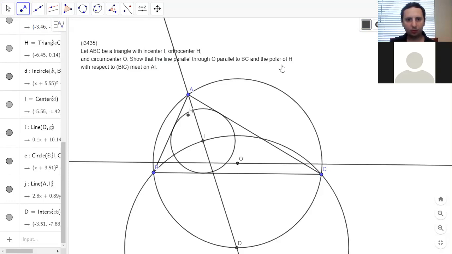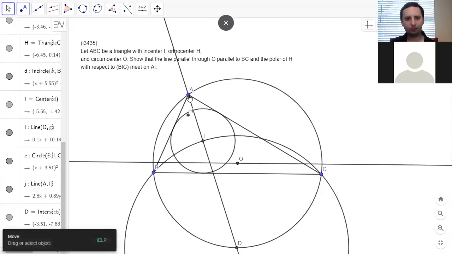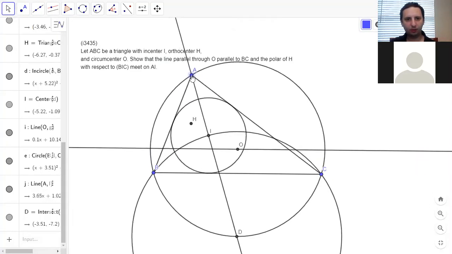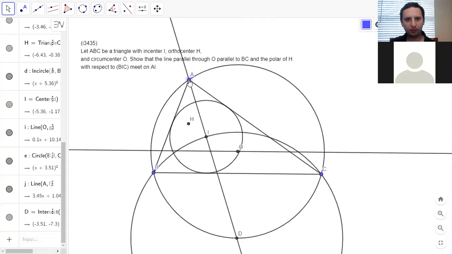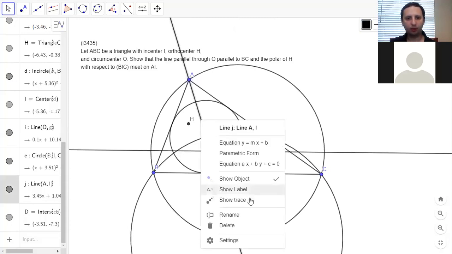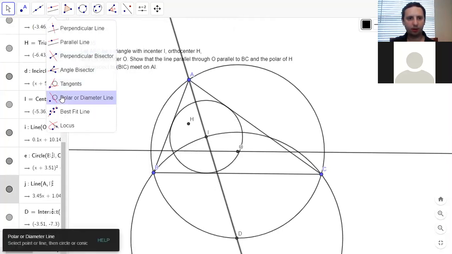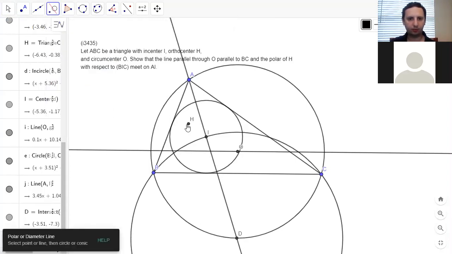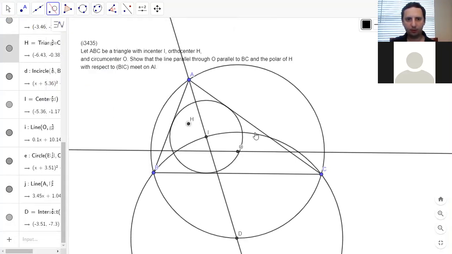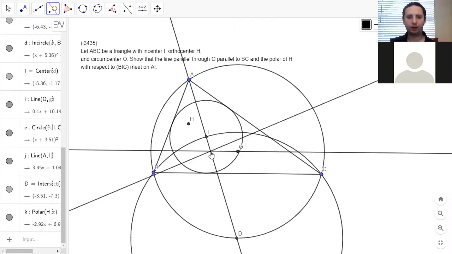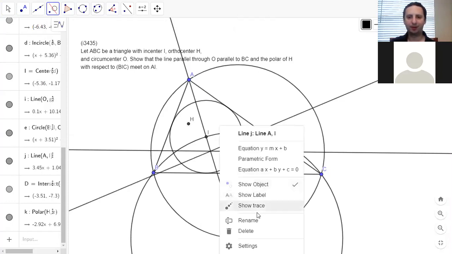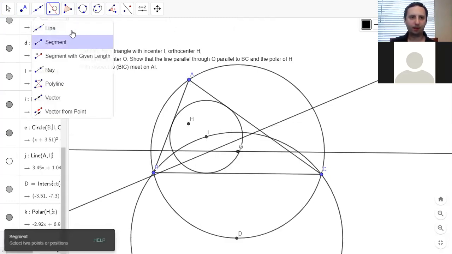We want to show, this doesn't look right. GEO King, are you sure this is stated the right way? Maybe I'm missing something. Oh, the polar of H. Oh no, sorry, the polar of H. My bad. So what's the polar of H with respect to that circle? I could draw the 2 tangents, but I'm just going to use the polar tool for now. Yeah, they do meet on AI. Okay, so the problem's right. That's my bad, I got confused for a second.